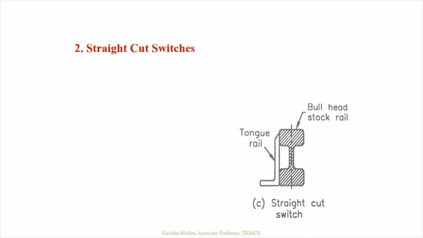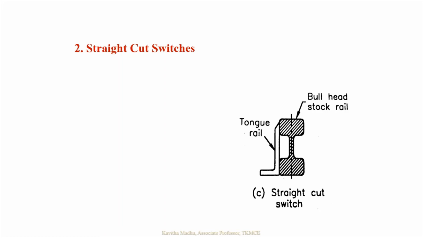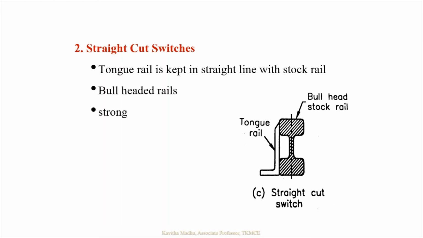The next type is a straight cut switch, where the tongue rail is cut straight in line with the stock rail and hence termed as straight cut switch. This is done to increase the thickness of the toe of the tongue rail, which as a result increases its strength. So it is much stronger than the previous one. And another peculiarity is this type of switch is suitable for bull-headed rails.